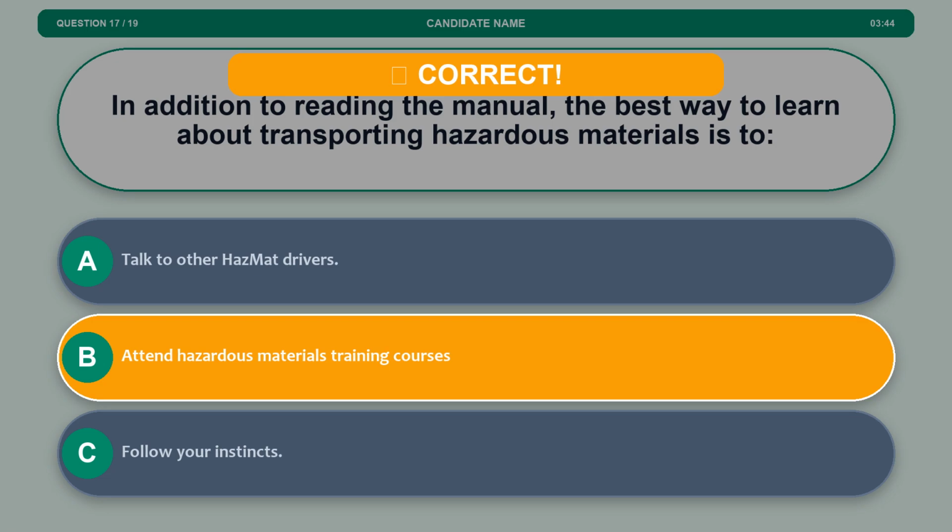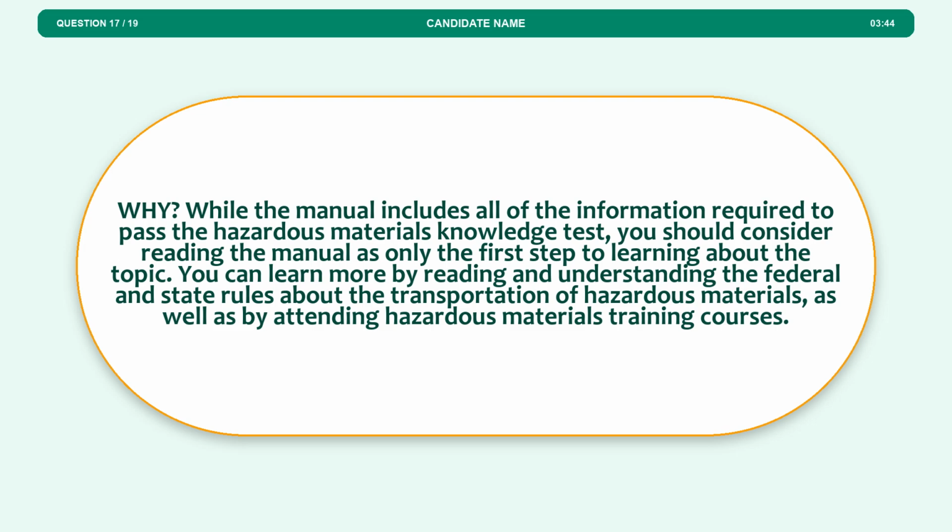The correct answer is option B, attend hazardous materials training courses. Explanation: while the manual includes all of the information required to pass the hazardous materials knowledge test, you should consider reading the manual as only the first step to learning about the topic. You can learn more by reading and understanding the federal and state rules about the transportation of hazardous materials, as well as by attending hazardous materials training courses.